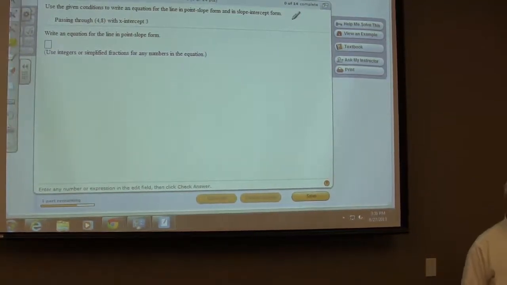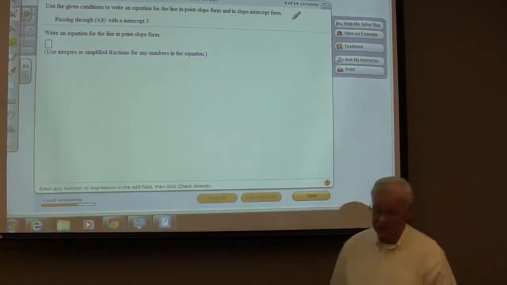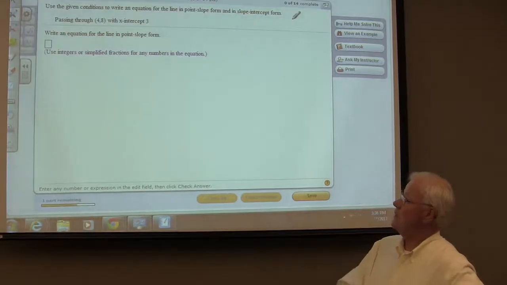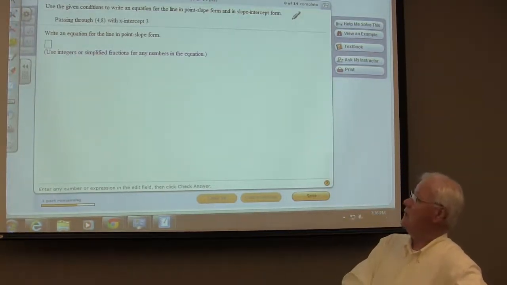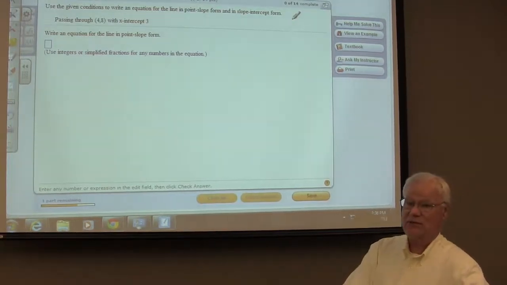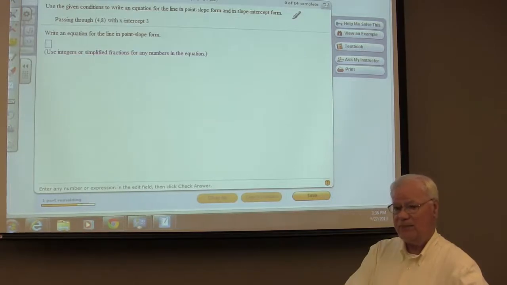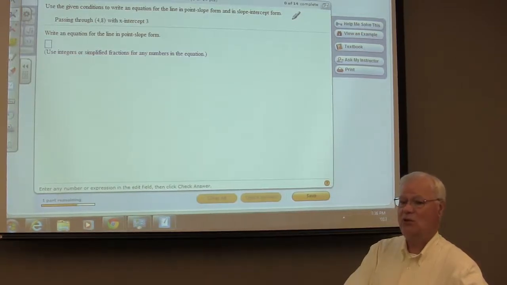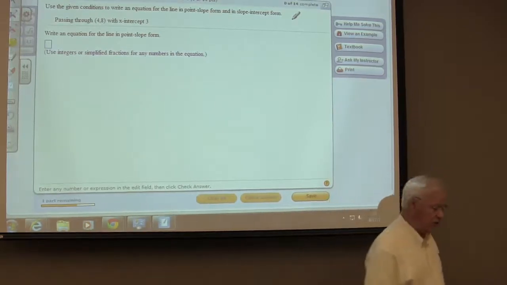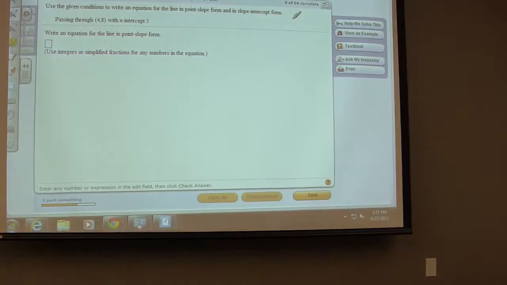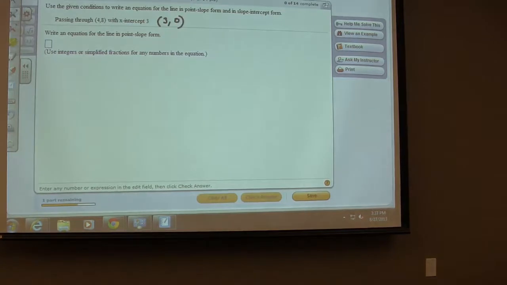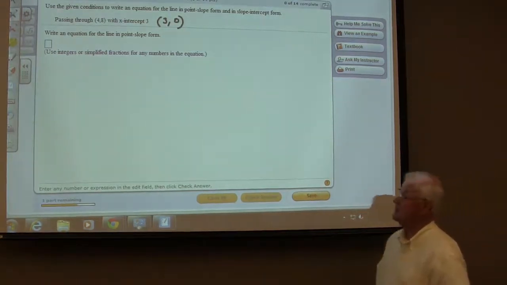Now in this case, they've actually given us 2 points, but I chose this one because it's not obvious that we have 2 points up there. Obviously (4, 8) looks like a point. But the x-intercept is 3. Well, remember that the x-intercept is where we cross the x-axis. So the y value is 0. So we could write that x-intercept as a point, and that point would be (3, 0). X is 3, y is 0. We're on the x-axis.